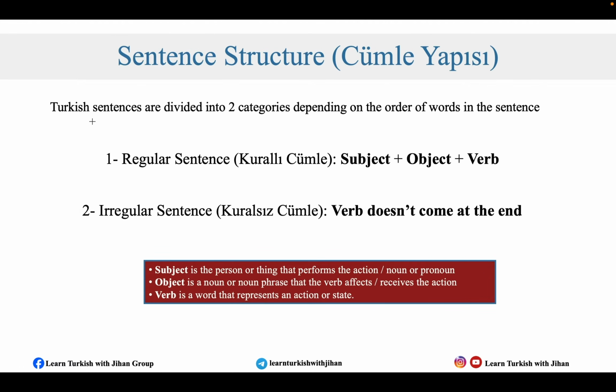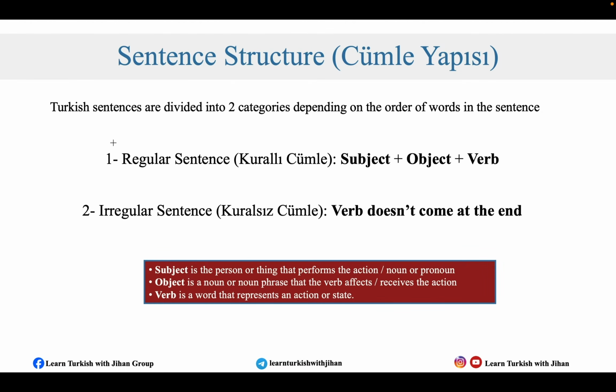Turkish sentences are divided into two categories depending on the order of words in the sentence. As you can see now on the screen, we have the regular sentence and the irregular sentence. We will start with the regular sentence. It's called in Turkish kurallı cümle. It says that the sentence starts with a subject, ends with a verb, and then everything in between, the details, the adjectives, and so on, is in the middle.